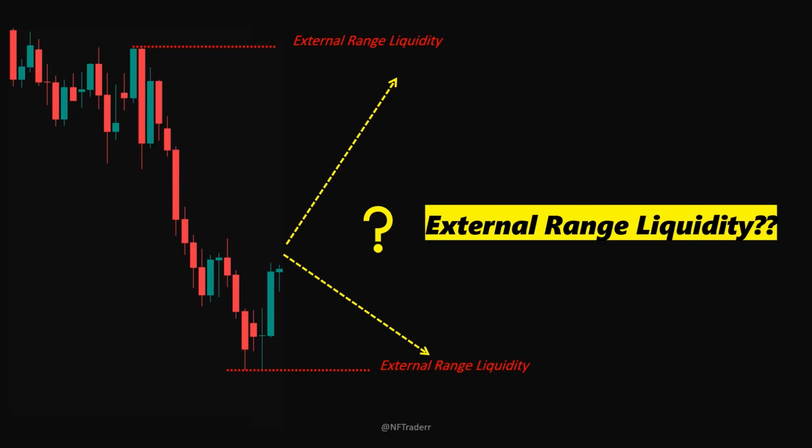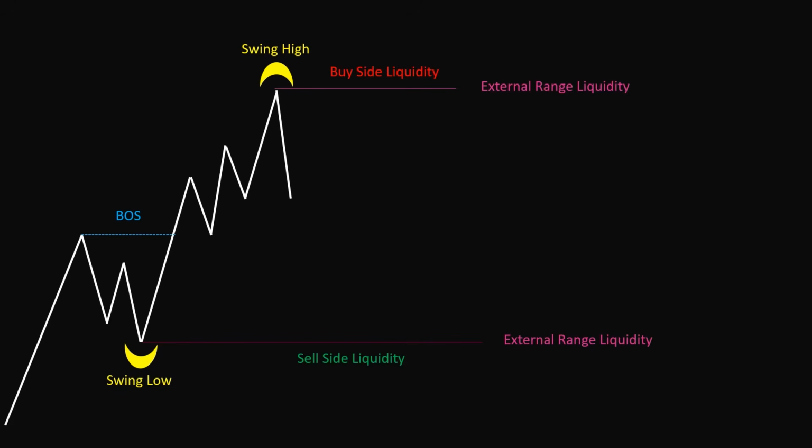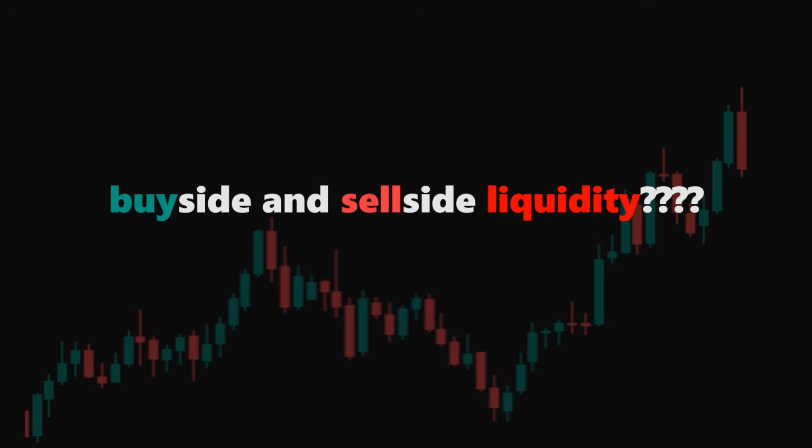So what do we mean by external liquidity? Simply put, it's the pool of orders sitting just outside the range the market is currently trading in. These areas often attract price because they hold either buy-side or sell-side liquidity, sitting above key swing highs or below major swing lows. Let's quickly unpack what we mean by buy-side and sell-side liquidity, starting with buy-side.